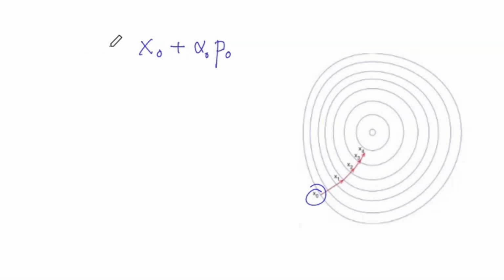Okay, we move to a new point. In general, when at the current point, we can find the step length and the direction. At that point we can find the step length, so with this information, we move to a new point.